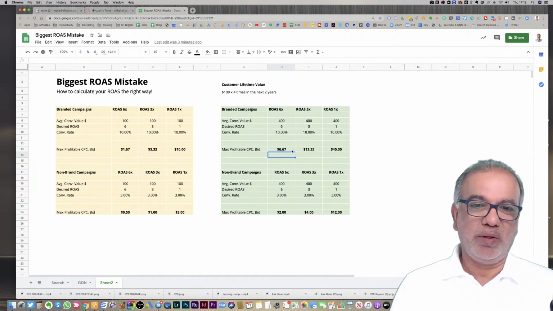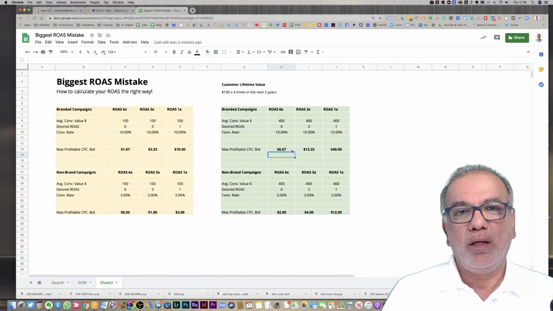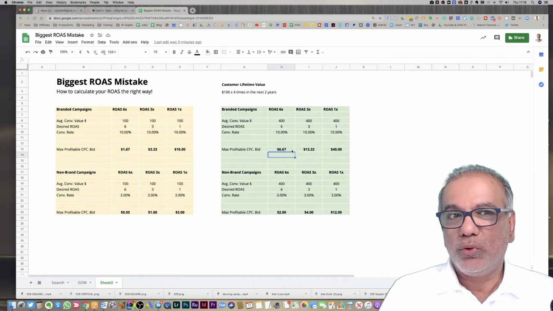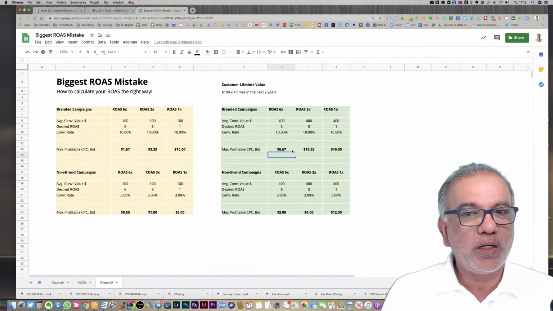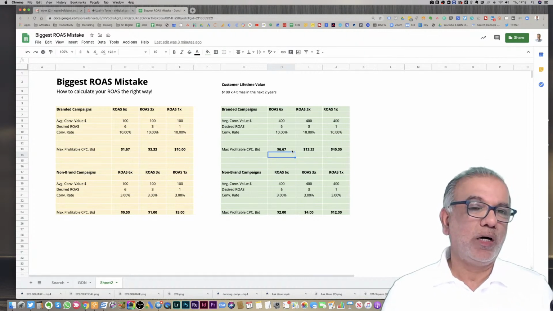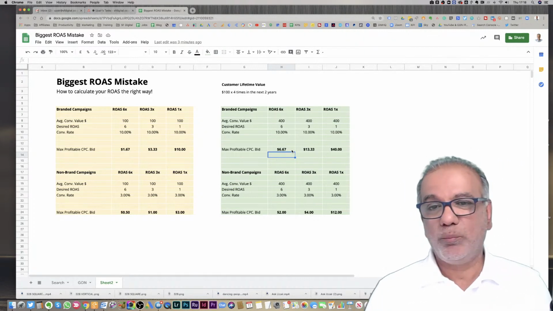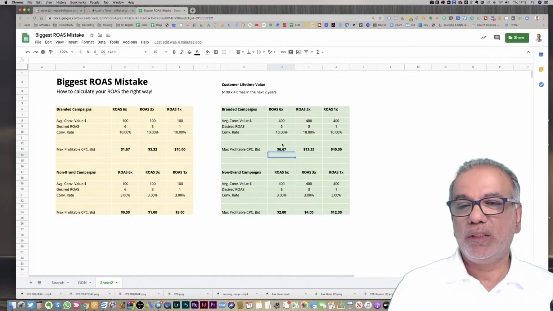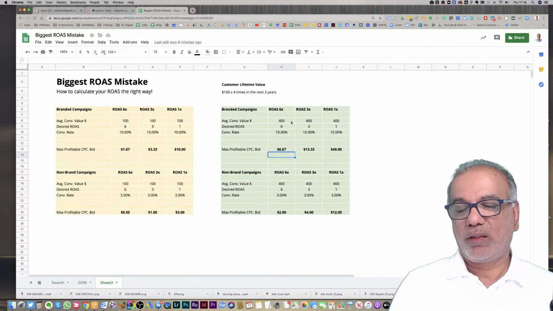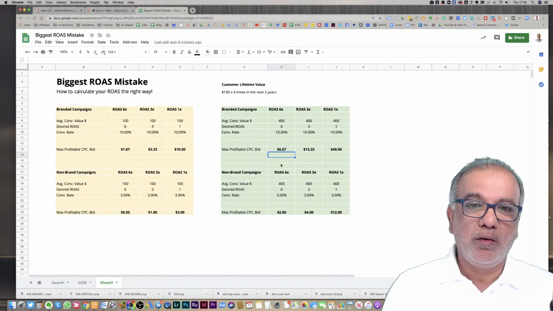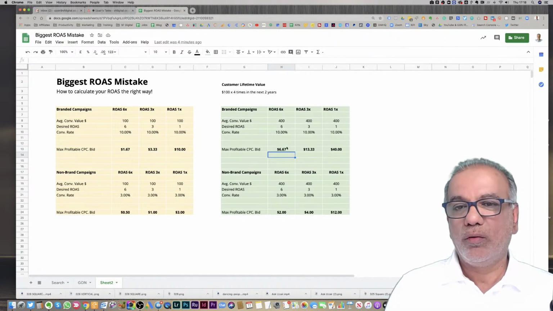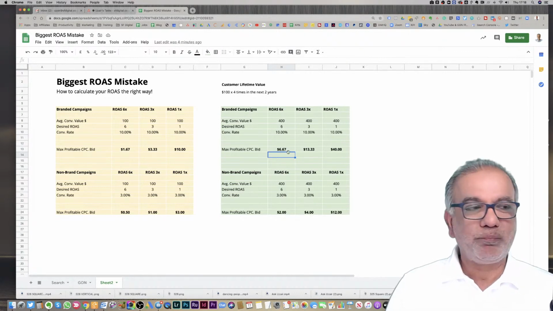the name of this game is whoever is able and willing to pay the most to acquire a lead or a customer wins. That's it. You can't afford to pay the most, you are not going to win in this game. As simple as that. So keeping these numbers very clearly in your mind, as well as on paper or in a spreadsheet, you'll be able to work out your bids and what you need to do.